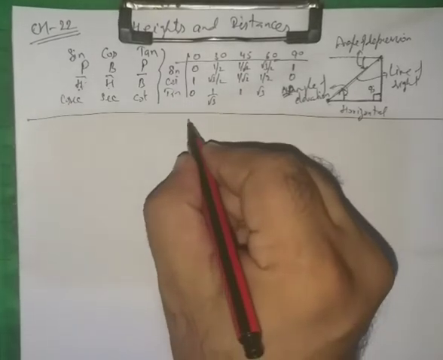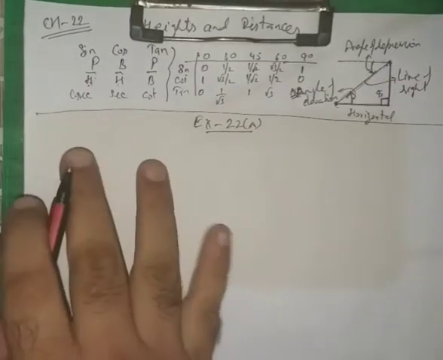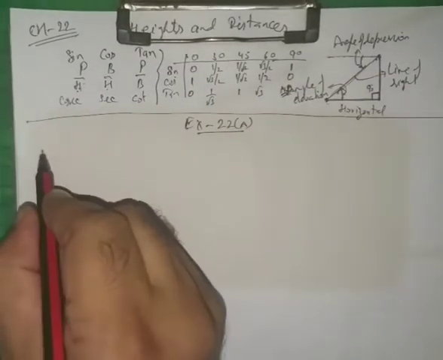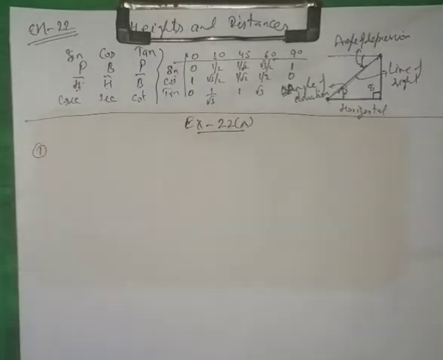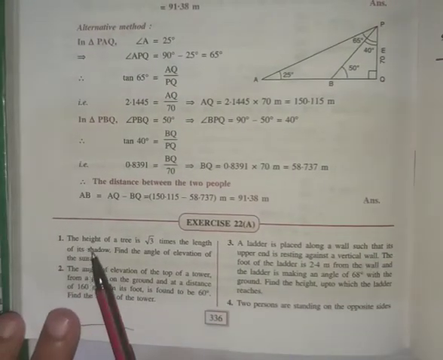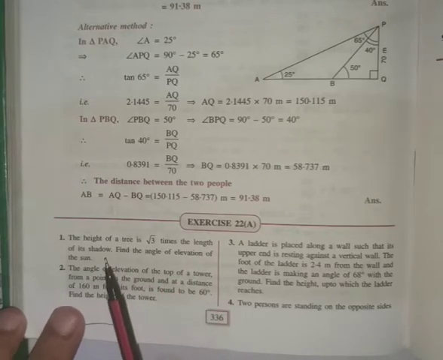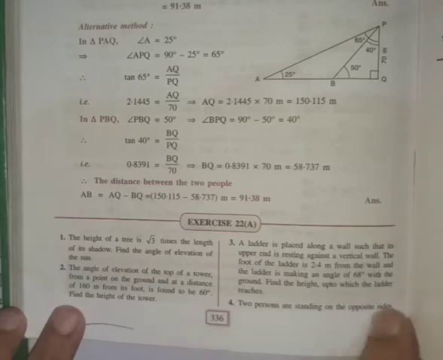I am moving on to exercise 22A, and let us talk about the first question. The question says the height of a tree is root 3 times the length of its shadow. We have to find the angle of elevation of the sun.